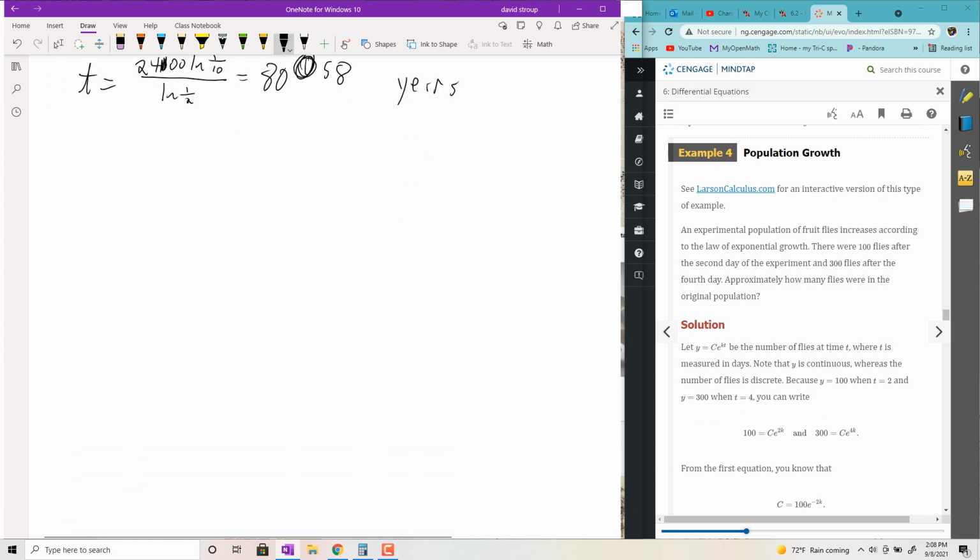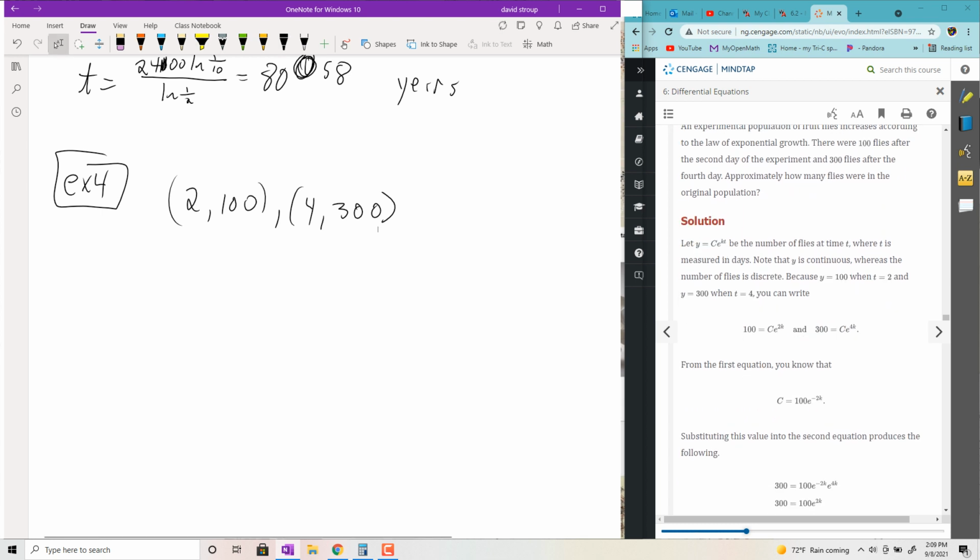For growth models, the k value will be positive. Okay, so let's take a look at example 4. We have an experimental population of fruit flies. Follows this model. After 2 days, there's 100 flies, and 300 after the 4th day. So they give you some ordered pairs. You should be able to use that to solve out for your unknowns.